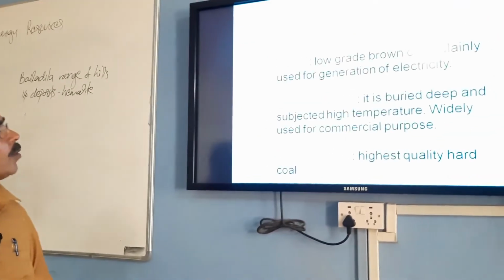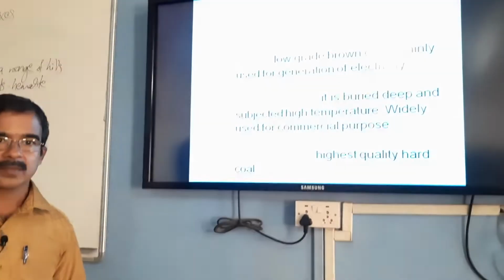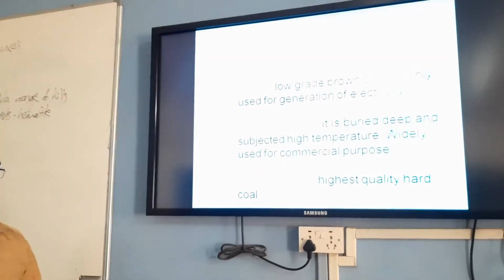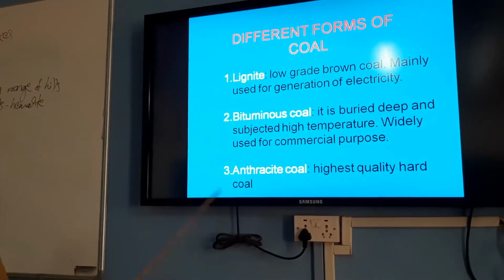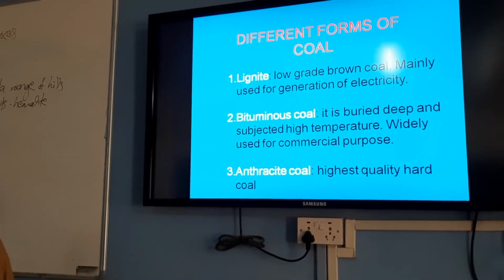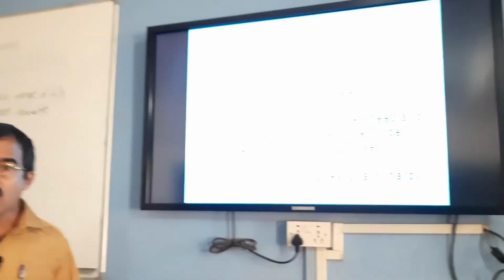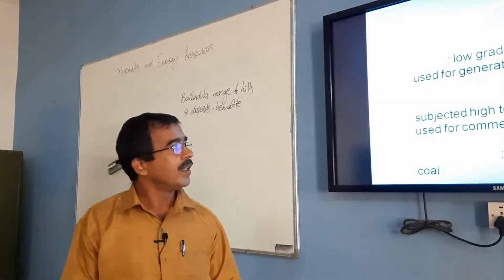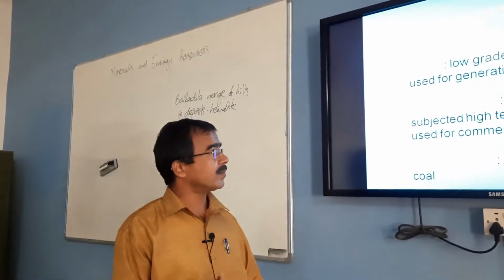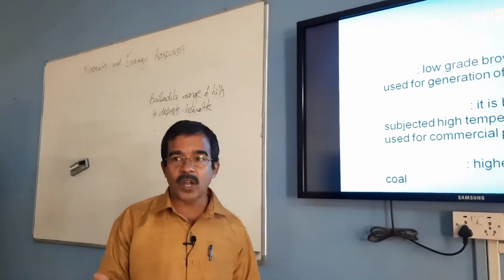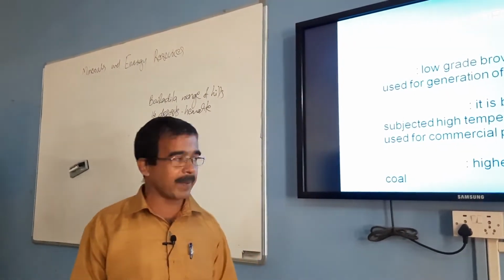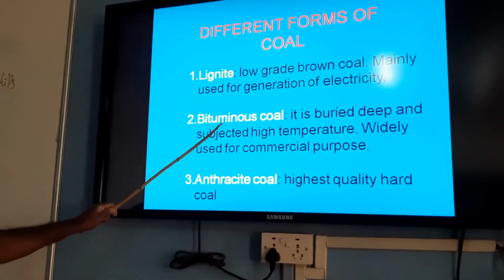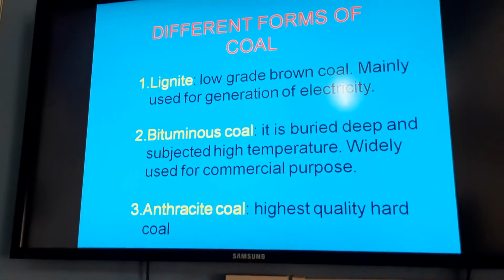Okay, now different forms of coal. There are mainly 4 types of coal. In your textbook only about 3 types are stated. The very low quality coal is also called peat. I have told you the quality of the coal is decided by the quantity of carbon present in it and the amount of moisture present in it. Peat is not used for industrial purposes. The other 3 types of coal are lignite, bituminous coal and anthracite coal.